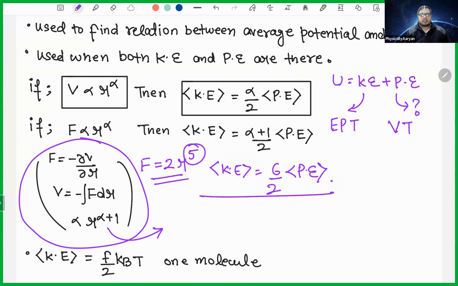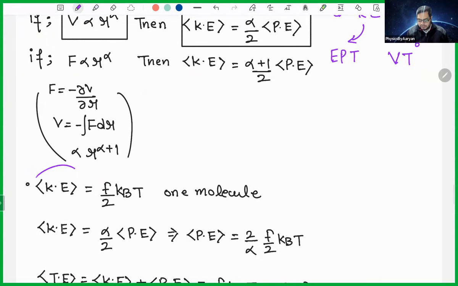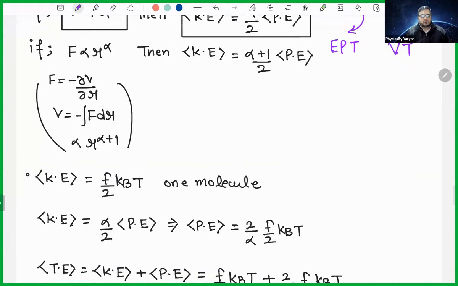So I hope it is clear that if the force relation is given, you can find the relation between them, and if the potential relation is given, you can also find the relation between them. How can I find average kinetic energy? You already know it from the equipartition theorem, f by 2 times kBT. And now you can easily find the relation between them. So the total energy will be equal to kinetic energy plus potential energy. This comes from the equipartition theorem and this comes from the virial theorem.